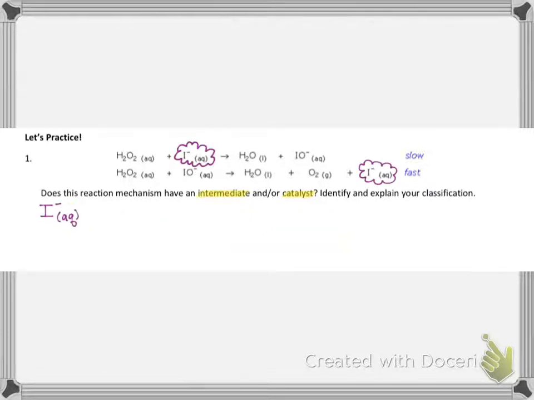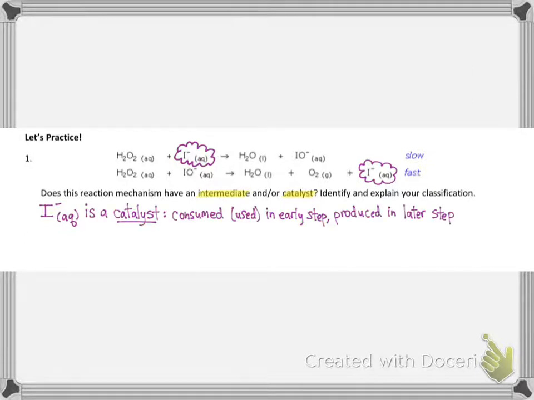So if you're looking for intermediates and catalysts, you're looking for things that will get crossed out when you add the steps together. So I minus, our iodide ion, is indeed one of those things. Hopefully you were able to identify that I minus is a catalyst because when you first see it in the early step, it is a reactant being consumed and then it is produced in a later step.